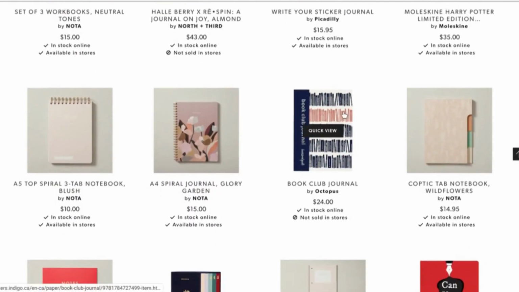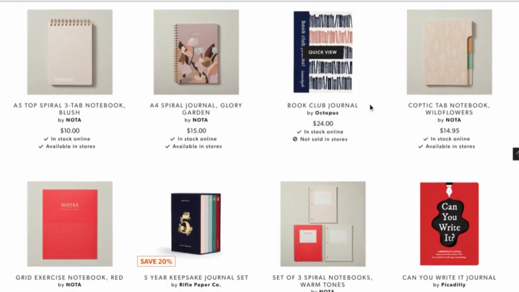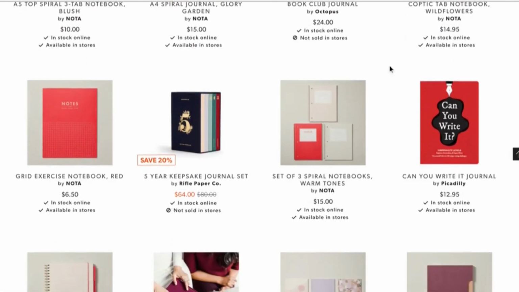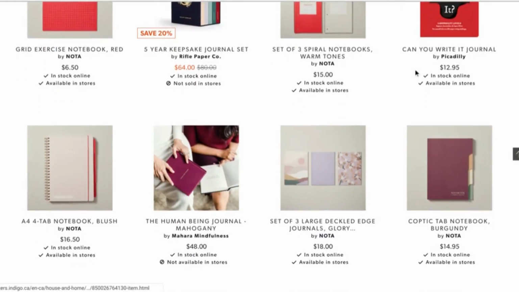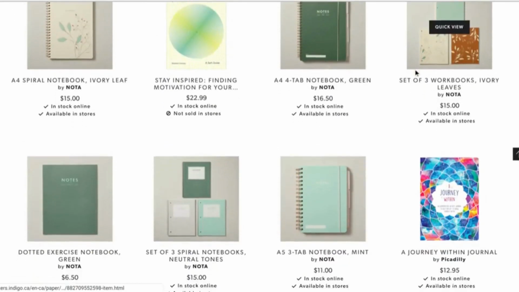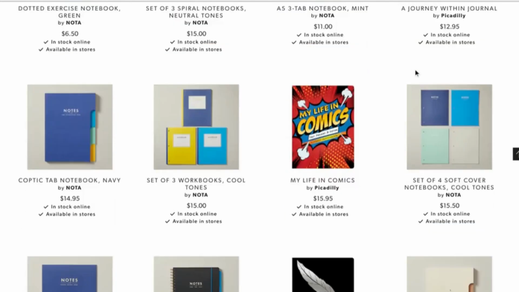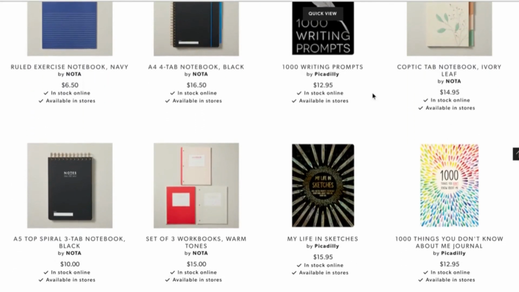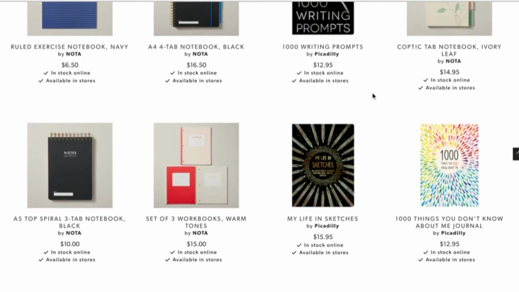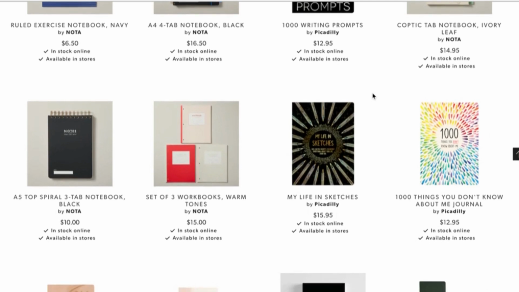Here's a book club journal. And also, there are journals for writing prompts. I saw in a different category one for drawing prompts. Here's another one for writing prompts. That would be really great for creative writing and helping people get inspired, jump-starting the creative process.